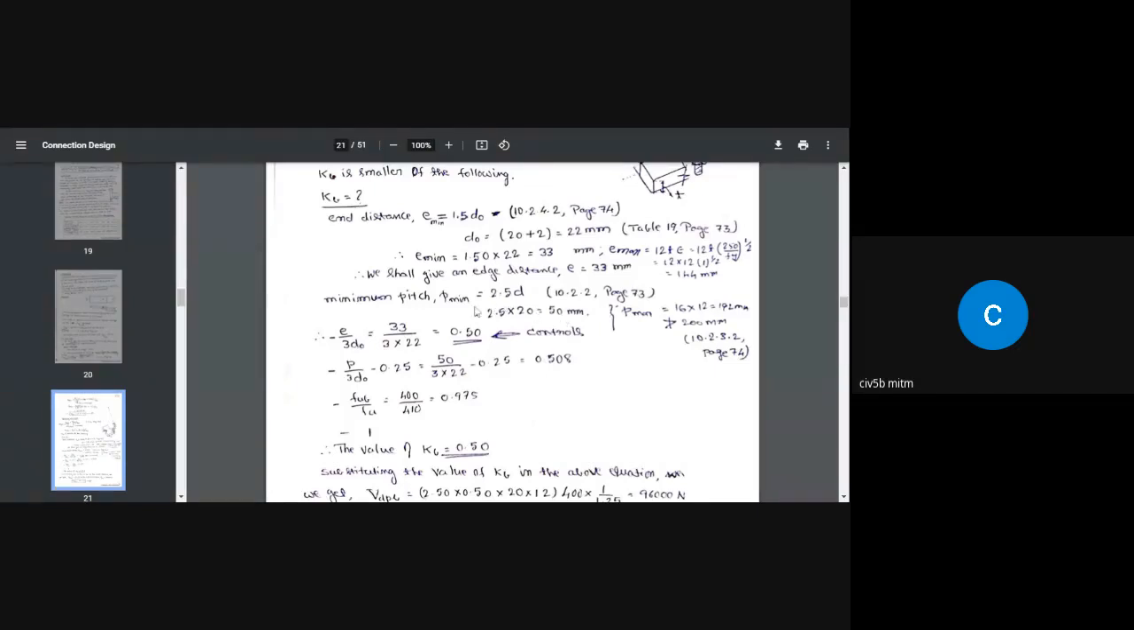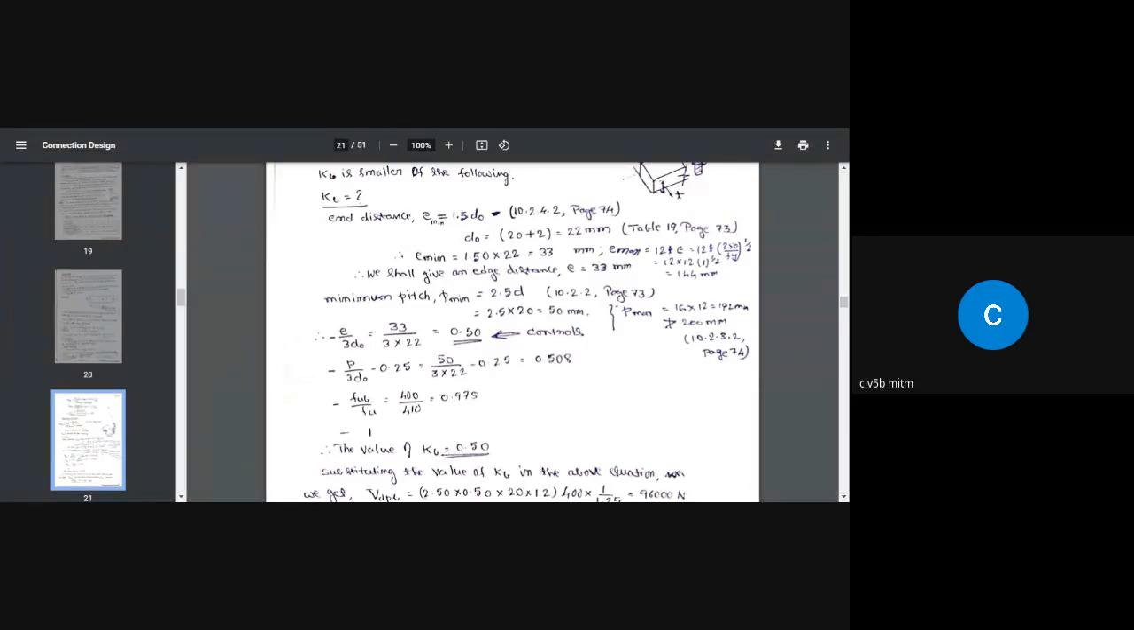Similarly, we need to go for the pitch. What is the minimum pitch? 2.5 times the diameter of the bolt. Remember, this is not the diameter of the bolt hole, it is the diameter of the bolt. Where did I get this 2.5d? Again, go to page number 73, under 10.2.2, second column, at the end of the page. I'm going to read it out: the distance between centers of fasteners shall not be less than 2.5 times the nominal diameter of the fastener.